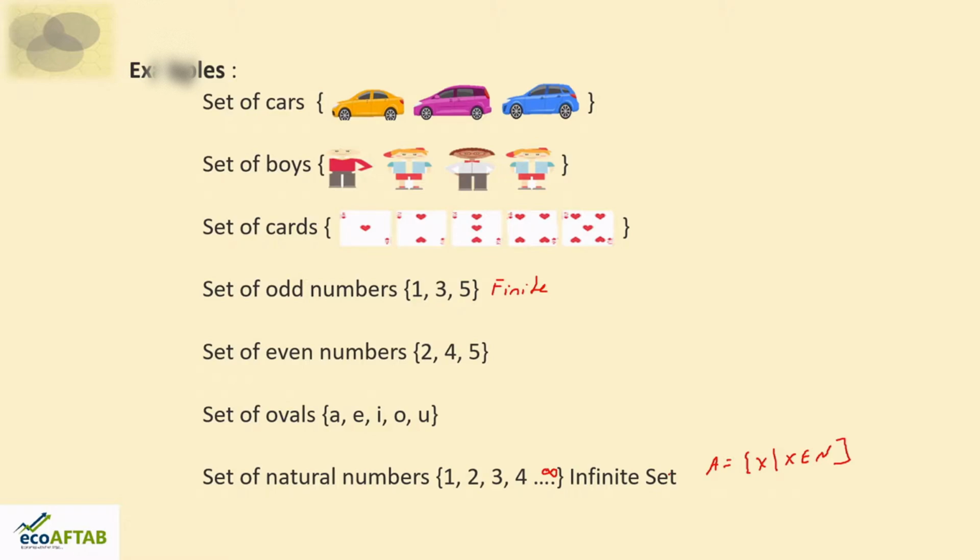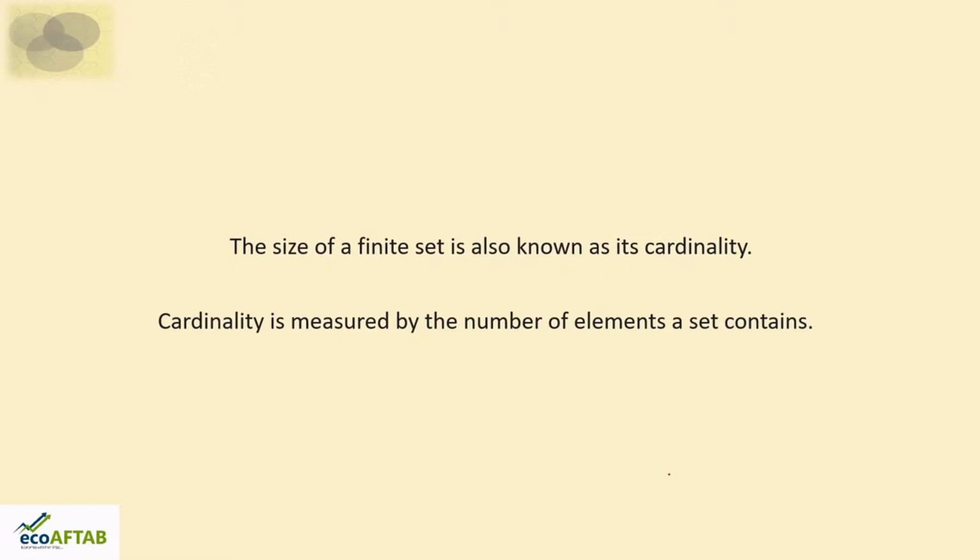Going ahead, having understood the different examples of sets, there is one word that is commonly used when we refer to mathematics textbooks. The terminology is cardinality. What do we mean by cardinality? The size of a finite set is also known as its cardinality. So you can count the number of elements a set contains. Cardinality is measured by the number of elements a set contains.